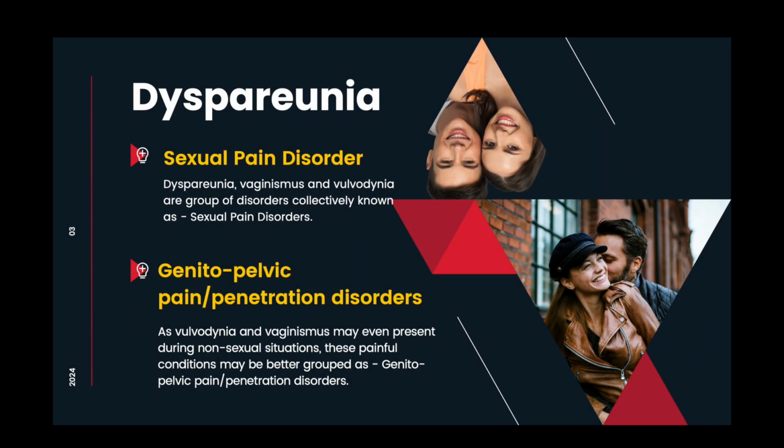Two separate terminologies you must first understand. Number one being sexual pain disorder, and the second one is called genitopelvic pain or penetration disorder. Sexual pain disorder means pain that occurs only during sex, that may include dyspareunia, vaginismus, and vulvodynia. As vulvodynia and vaginismus may even be present during non-sexual situations, these painful conditions may be better grouped as genitopelvic pain or penetration disorder.